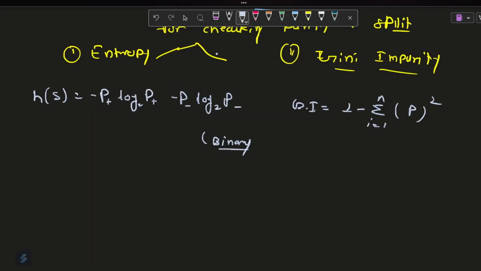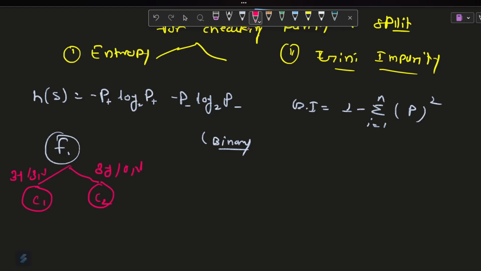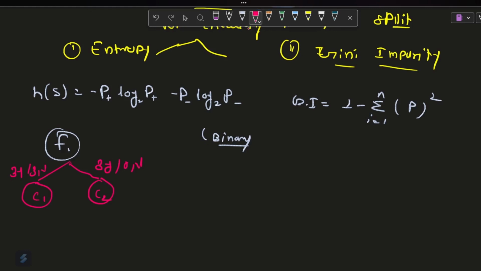After that, we simply select a feature, and we split it on both sides. One is class one and the other is class two. In class one we have 3 yes and 3 no, and similarly in class two we have 3 yes and 0 no, right? And how do we calculate whether the splits are pure or not? That concept you will understand.